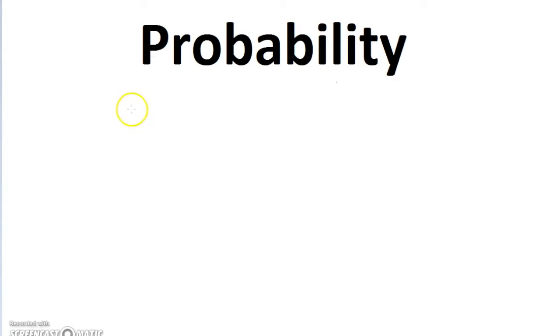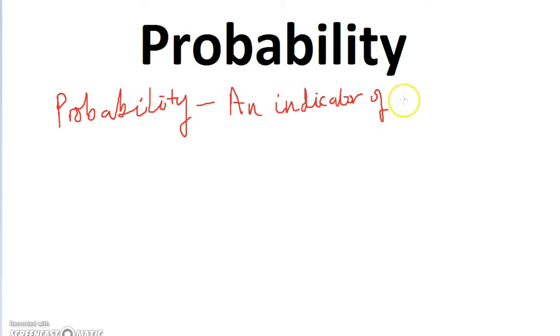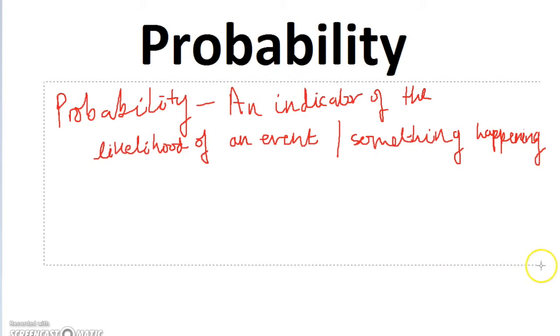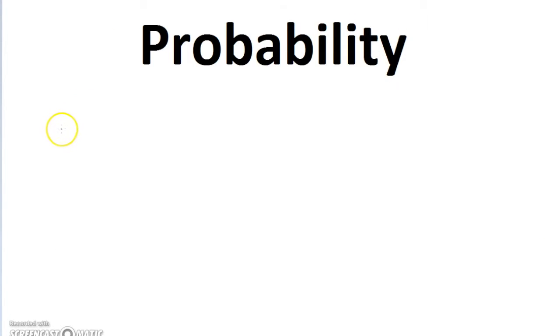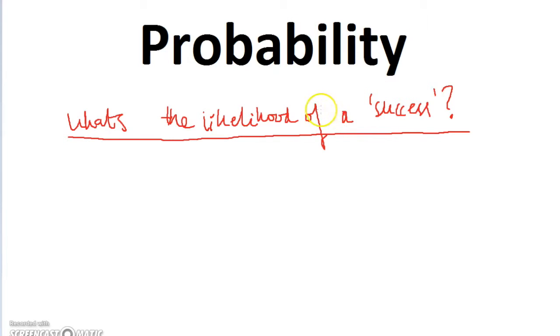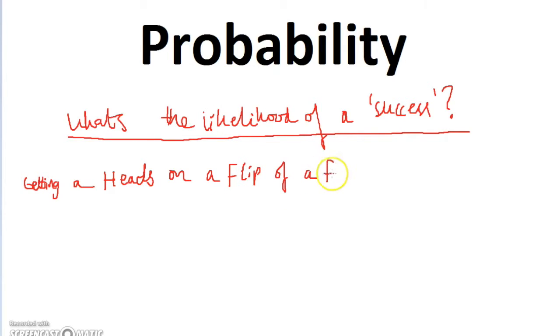What is probability? In its purest form, probability is nothing but an indicator of the likelihood of an event. So what does this mean? Let's try to illustrate this with an example. Suppose the event that I'm talking about is, let's call it a success. What's the likelihood of a success? A classic example would be a flip of a coin. Suppose my idea of a success is I get a heads on a flip of a fair coin.